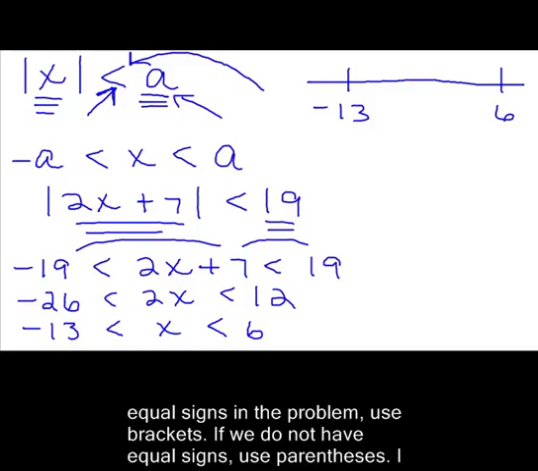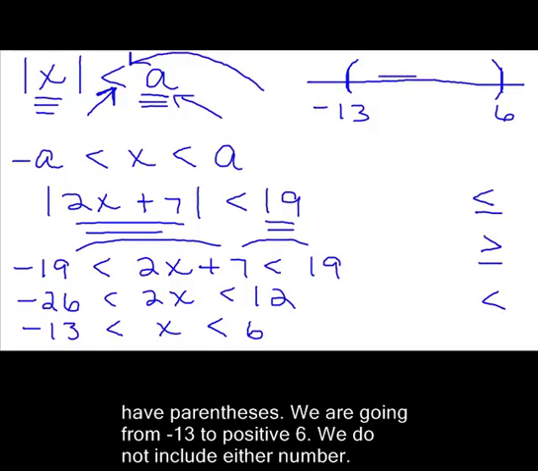If there are any equal signs in your problem, and I mean like a less than or equal to or greater than or equal to, then your numbers will have brackets on them. If there are no equal signs, like in this problem, it's just a less than, your numbers will have parentheses on them. So on my problem, I have parentheses. It's going from negative 13 to positive 6, so that's everything inside here, not including negative 13 and 6.